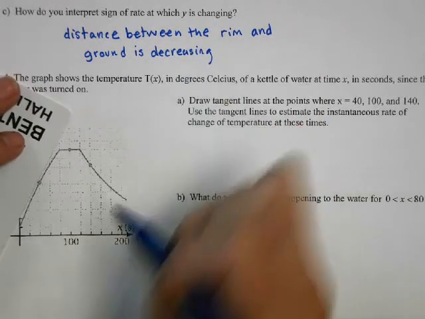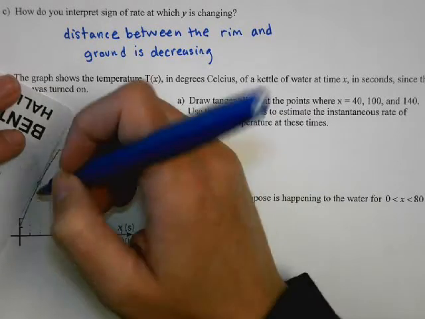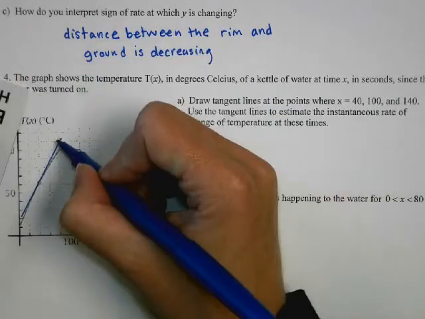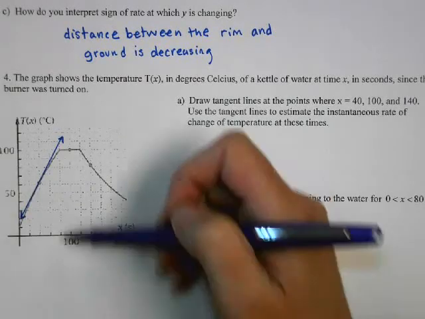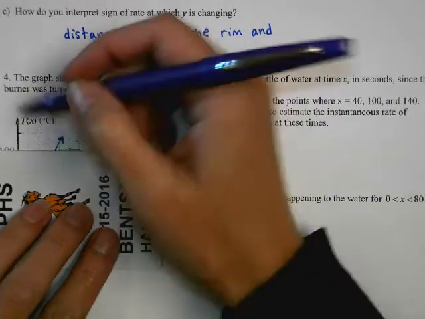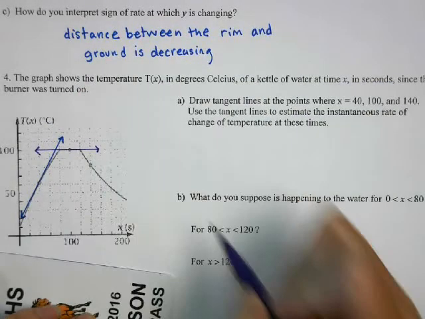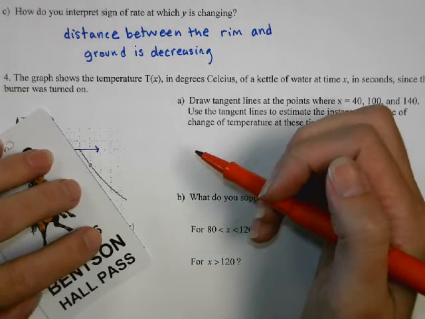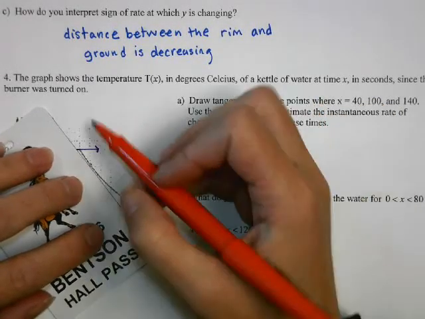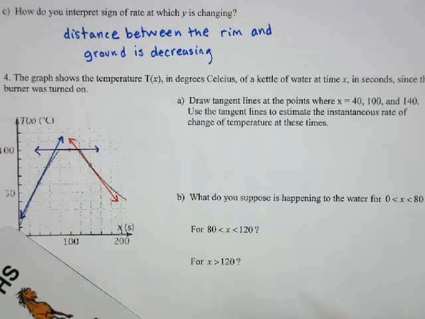So at 40, when we draw a tangent line, we're just trying to match the slope at that point. Okay, and then we'll do one at 100. The tangent line there is going to look like this. And then my last one at 140. So we're just trying to match that slope. And these are just approximations.